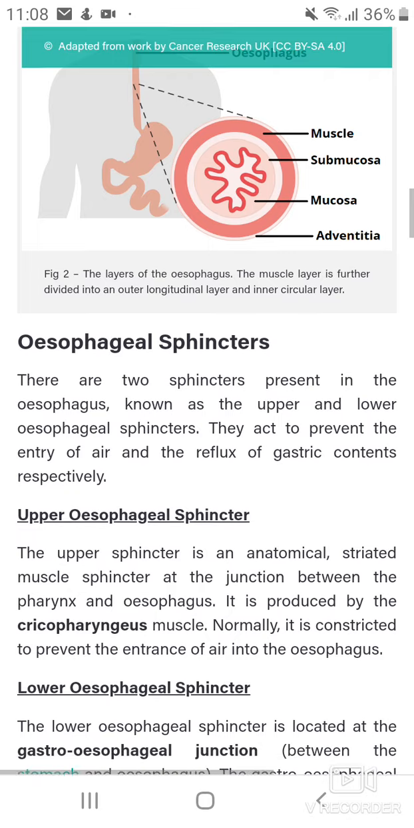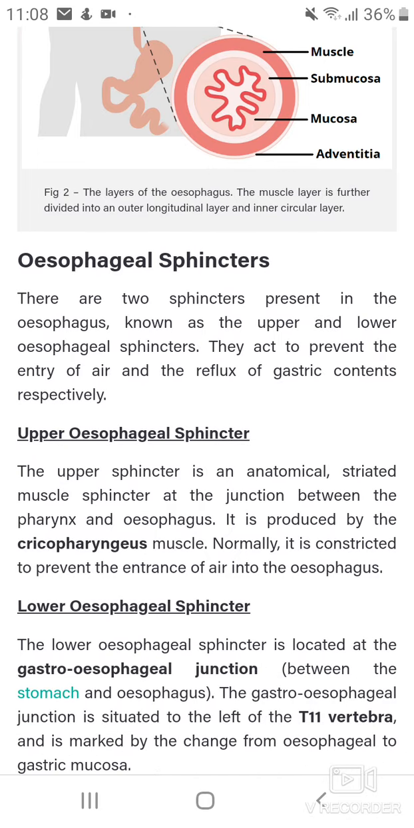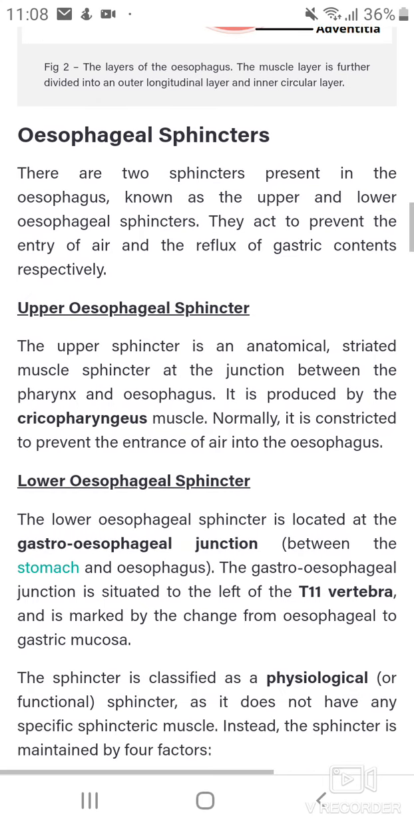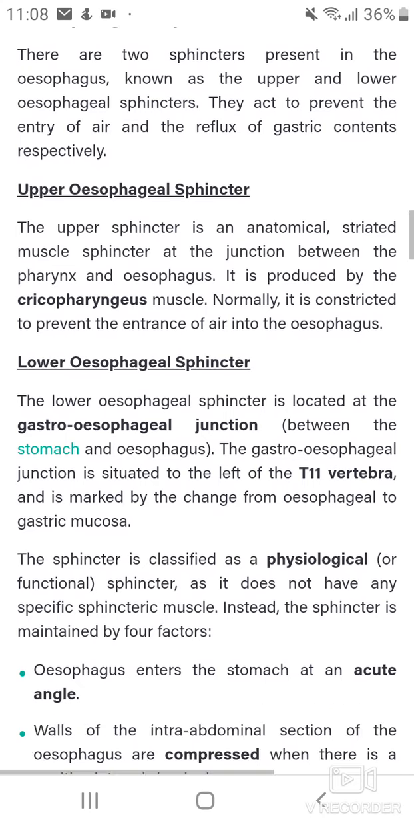Next, we are discussing the sphincters of the esophagus, the esophageal sphincters. There are two sphincters present in the esophagus, known as the upper and the lower esophageal sphincters. They act to prevent the entry of air and the reflux of gastric contents respectively. Upper esophageal sphincter: the upper sphincter is an anatomical striated muscle sphincter at the junction between the pharynx and the esophagus. It is produced by the cricopharyngeus muscle. Normally it is constricted to prevent the entrance of air into the esophagus.